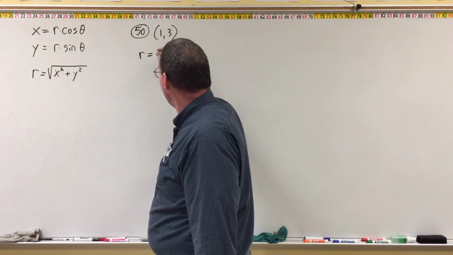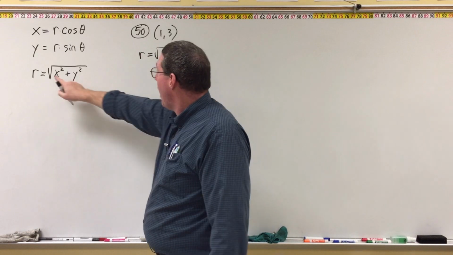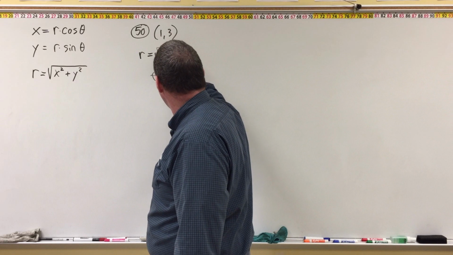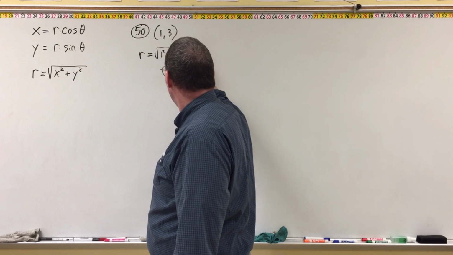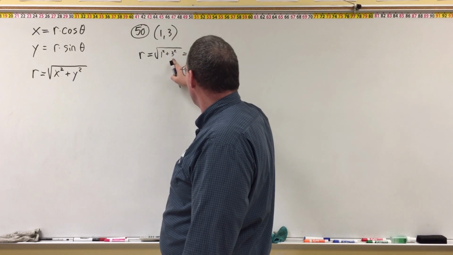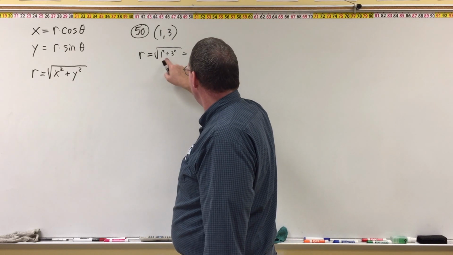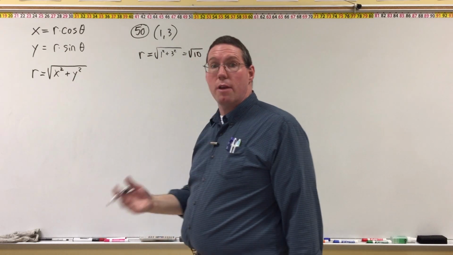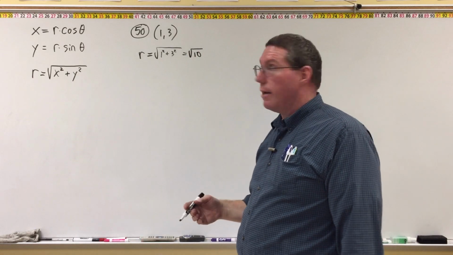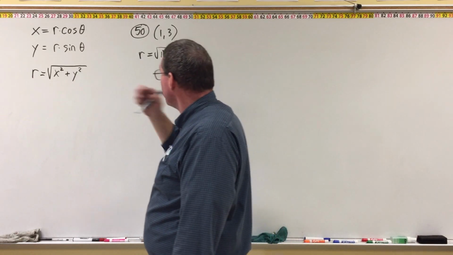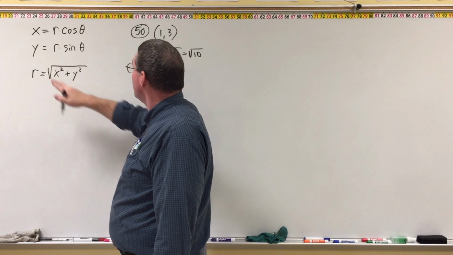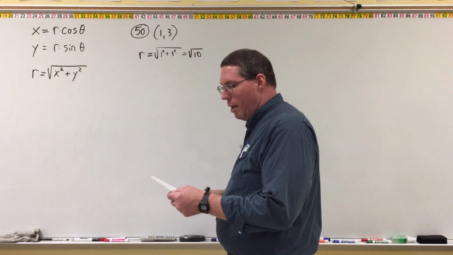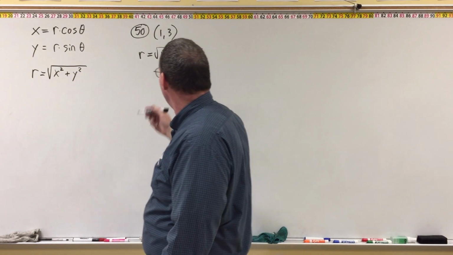So the radius is going to be equal to the square root of x squared, that's 1 squared, plus y squared, that's 3 squared. So 1 squared plus 3 squared. 1 squared is 1, 3 squared is 9, and so 1 plus 9 is 10, so the radius is the square root of 10. So now we have the radius, now we can identify the theta. So let's do y in this case. I did x on the review sheet. I'll do y in this video.